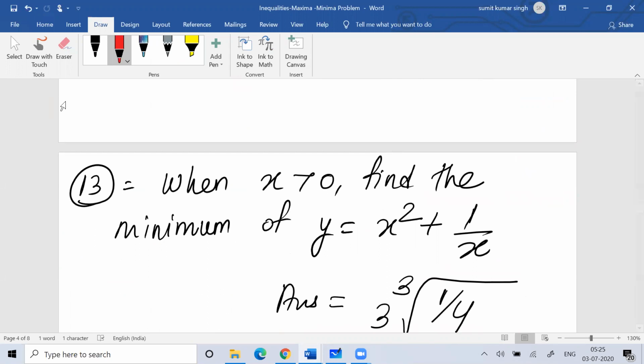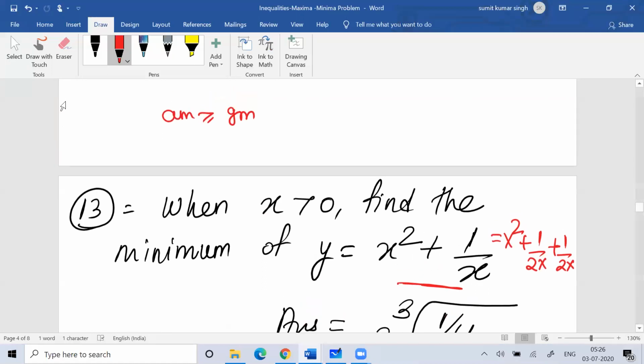X is greater than 0, find the minimum value of this. So you have to break this. Whenever you know that you have to apply the formula that the arithmetic mean is greater than or equal to the geometric mean, the objective for us is to cancel the values which are under the root. So I can write this as x square plus 1 by 2x plus 1 by 2x. Can I do this? If I do it this way, my x square will get cancelled when I multiply them.